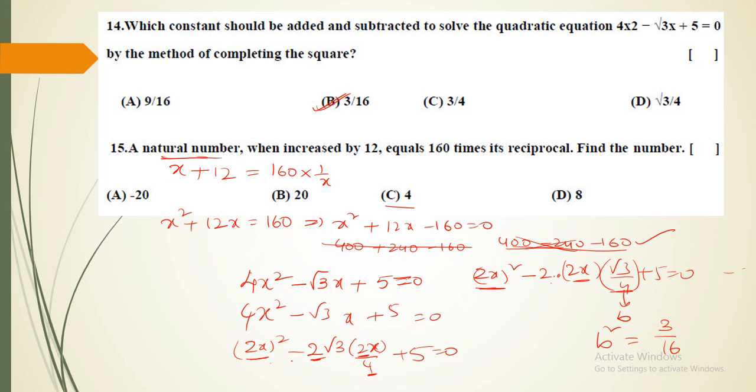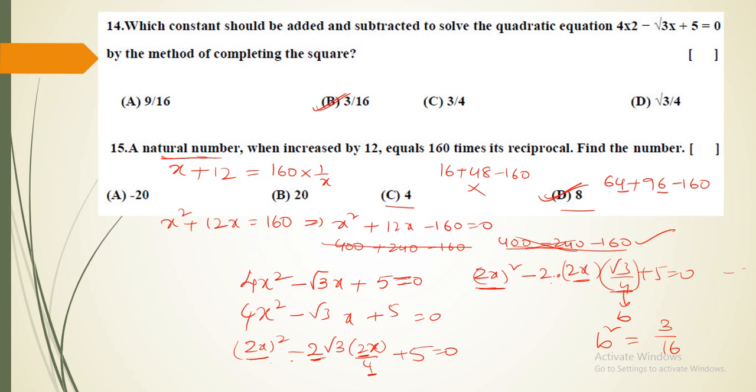Next, moving on to 4. So what am I going to get? 4 square is 16, plus 12 fours are 48, minus 160. So this is also not possible. Next, moving on to 8. So 8 square is 64, 12 eights are 96, minus 160. So 64 plus 96 is 160, minus 160 is 0. So the answer is 8. Right.